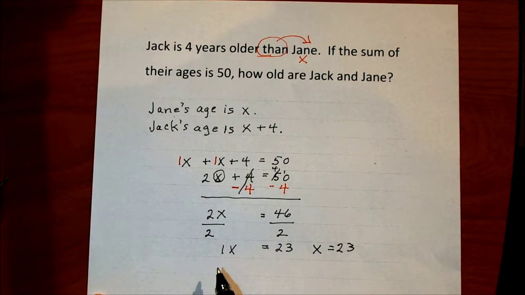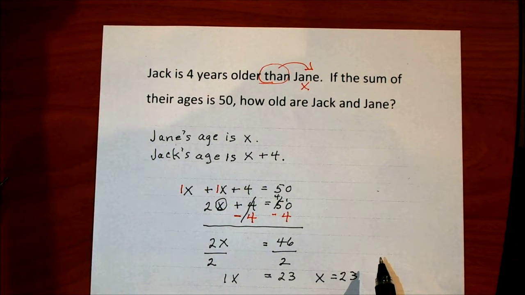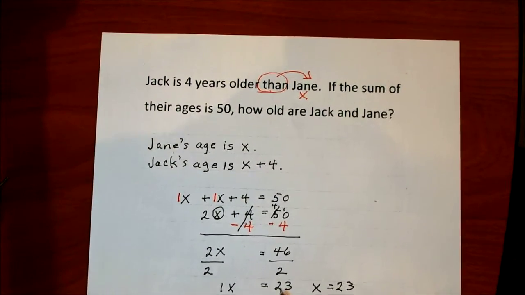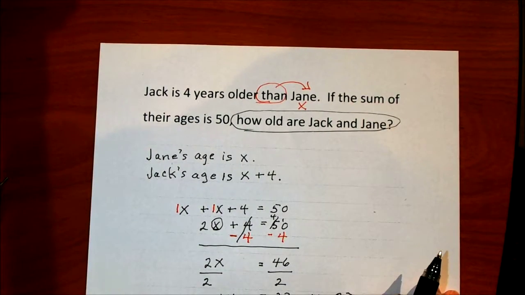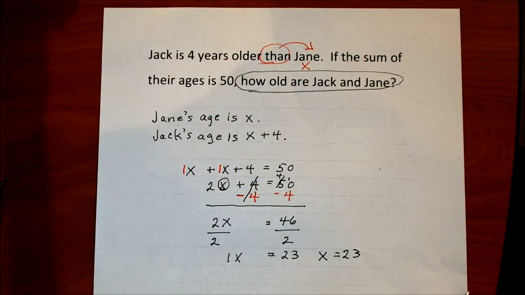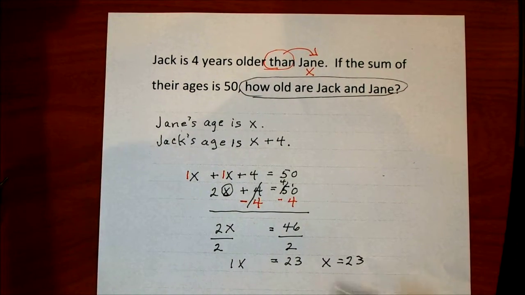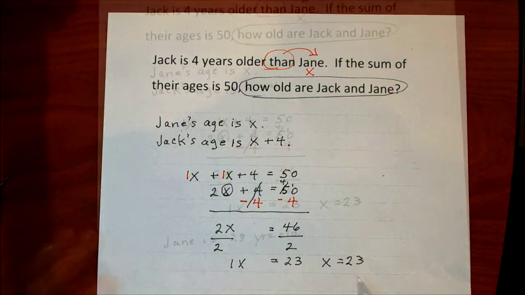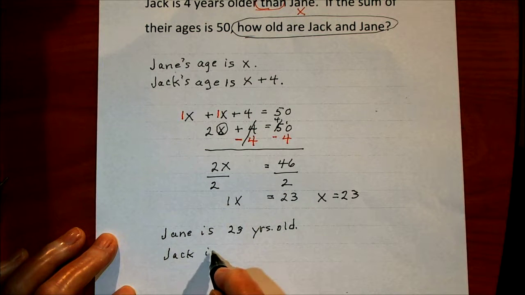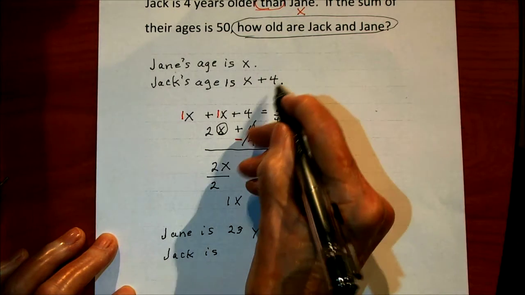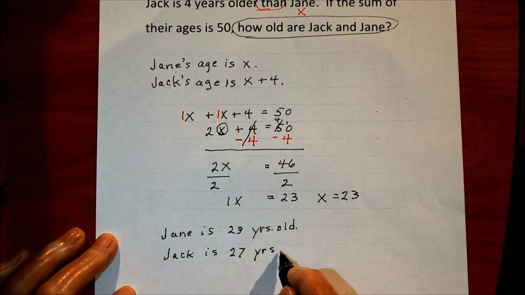Now we have to look at the question. Sometimes by the time you do all this, you forget what the question is. So you go back to the problem. And there will be 2 answers. How old are Jack and Jane? And we put them in words because if you start with words in a word problem, you end with words in the answer. So Jack, well, I'll start with Jane. Jane is 23 years old, and Jack is 23 plus 4 more, or 27 years old.